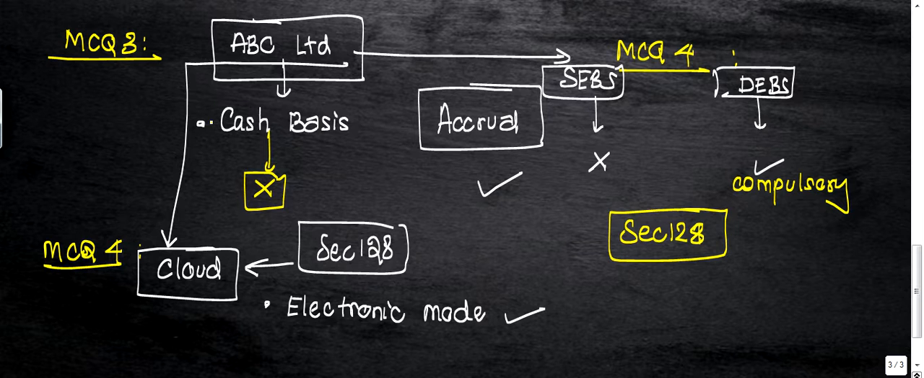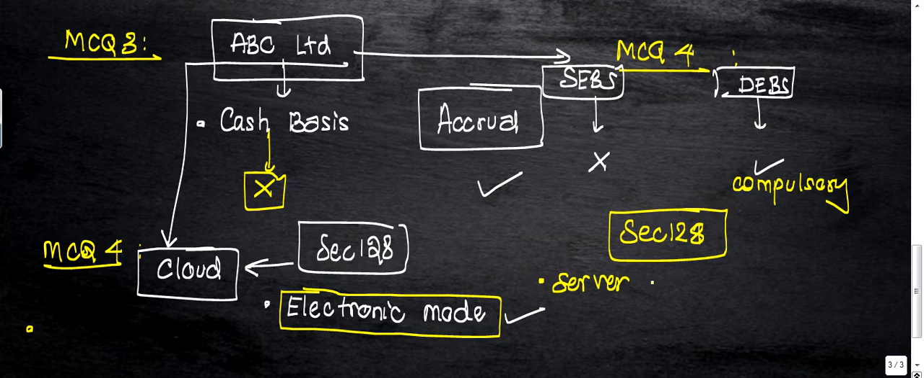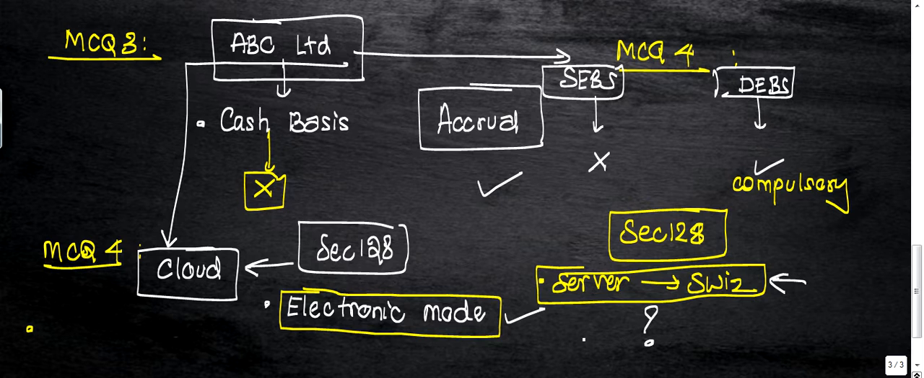Okay, you are at a final level. Let me make it a little bit difficult. They are maintaining it in electronic mode, that is the ABC Limited. An Indian company, with a physical server in Switzerland. Whether they are following the provisions of the Companies Act? No, the physical server should be in India.